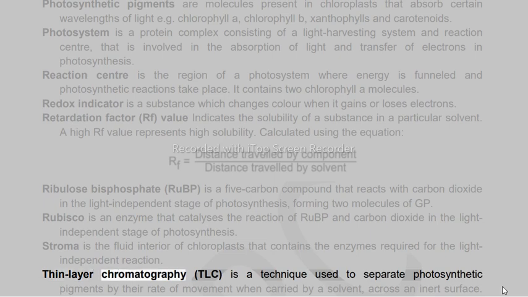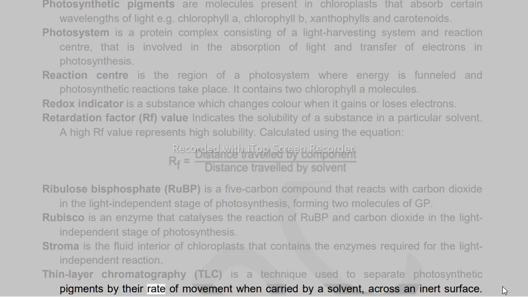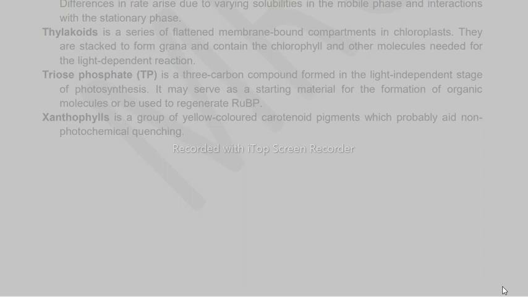Thin layer chromatography, TLC, is a technique used to separate photosynthetic pigments by their rate of movement when carried by a solvent across an inert surface. Differences in rate arise due to varying speeds in the mobile phase and interactions with the stationary phase.